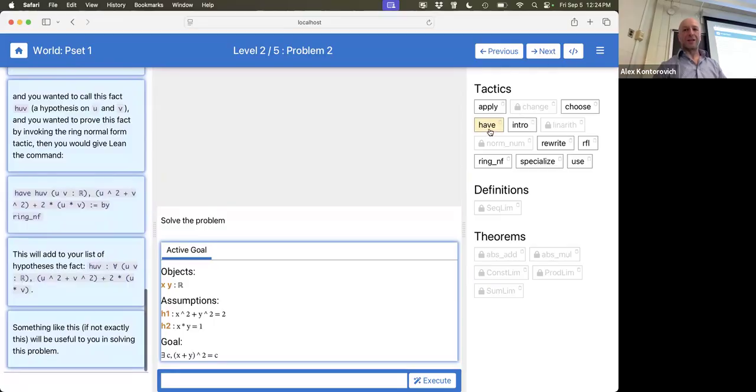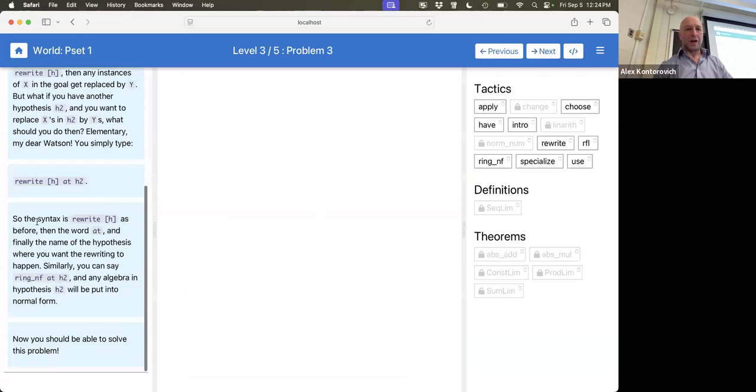So this is the new tactic that's being added, the have tactic. We're going to use it today, so you'll get a chance to see it before you even need it in your problem set. Okay.